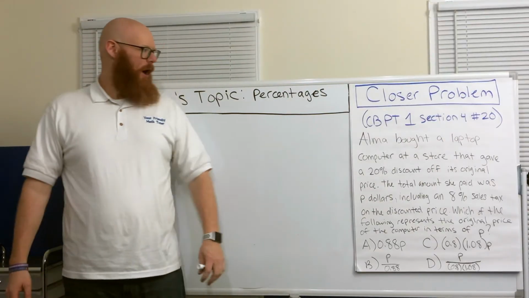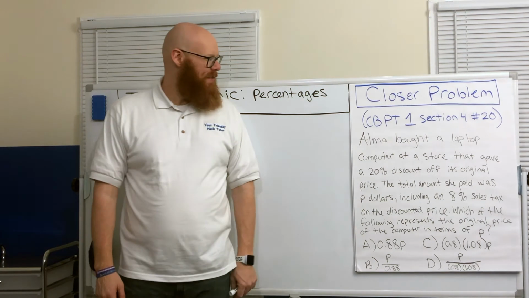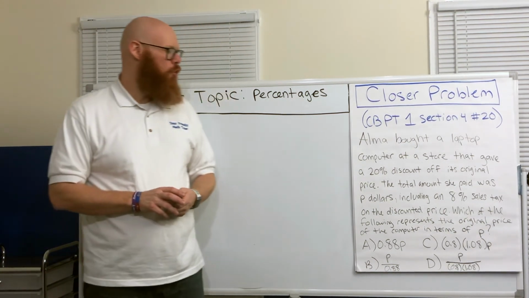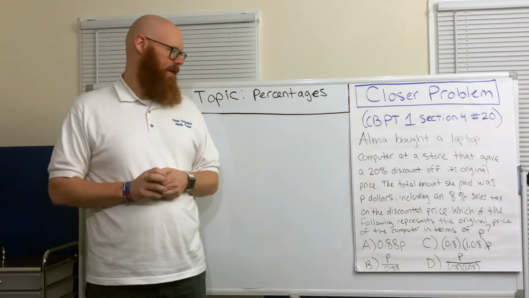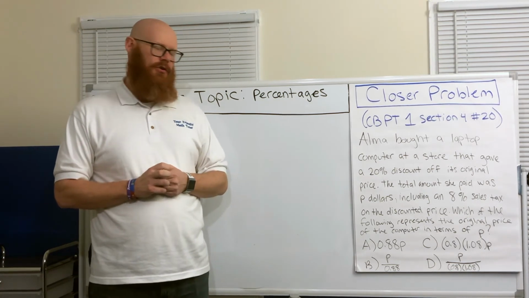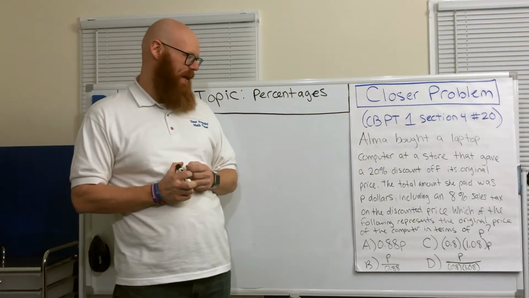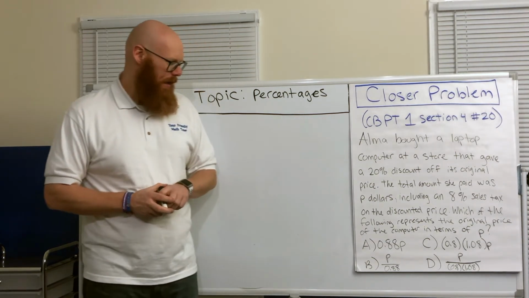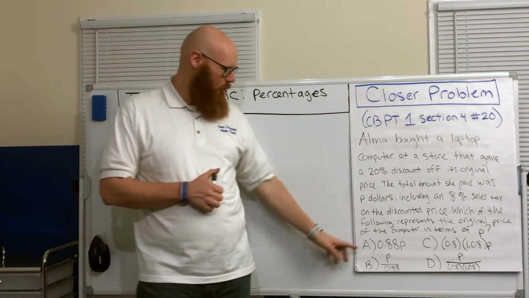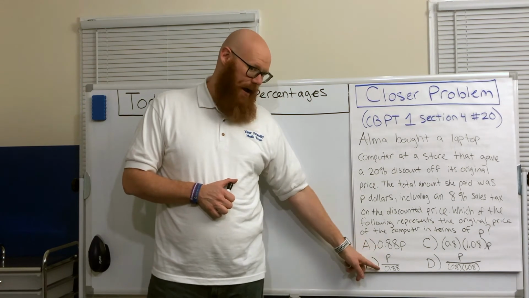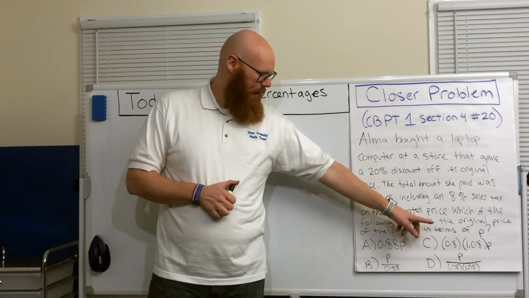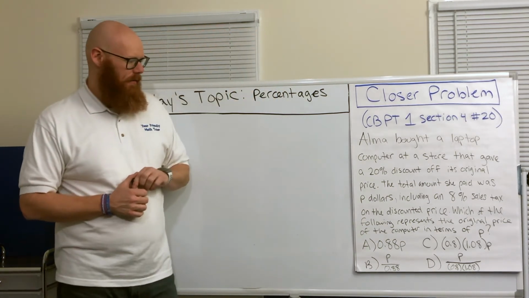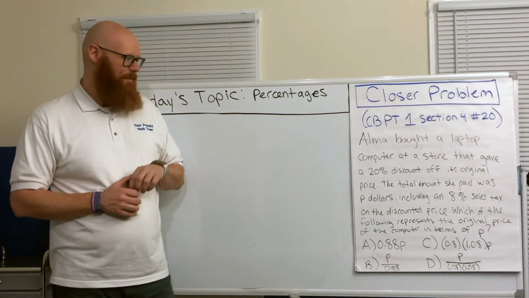All right, now to our closer problem. College Board Practice Test 1, Section 4, number 20. Alma bought a laptop computer at a store that gave a 20% discount off its original price. The total amount she paid was P dollars, including an 8% sales tax on the discounted price. Which of the following represents the original price of the computer in terms of P? We have 0.88P, P divided by 0.88, 0.8 times 1.08P, and P divided by 0.8 times 1.08.